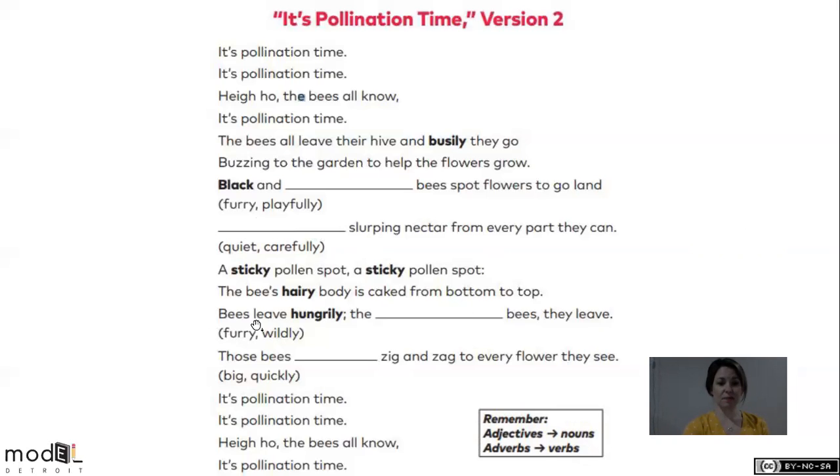Let's look at this one. The bees leave hungrily. The wildly bees. So we're describing the bees as being wildly. And then these bees, how do they move? Do they move big or do they move quickly? Well, they move quickly. So the word quickly is an adverb. Okay, friends? Tricky, tricky.